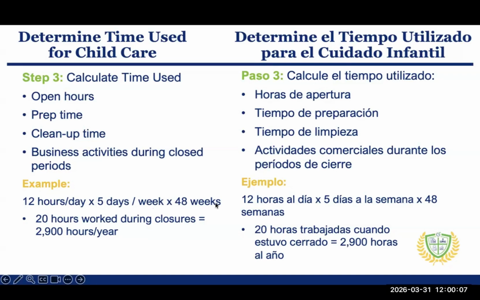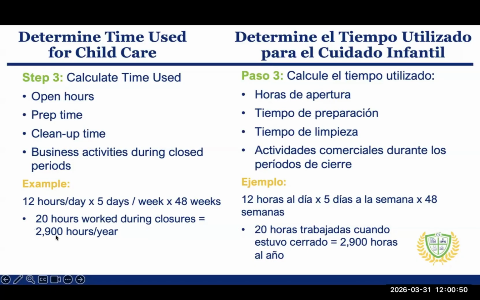And let's say we were open 48 weeks during the year. So if you took vacation for a couple weeks, you have to count those 2 weeks out of your calculation. So only count the weeks that you were open. Let's say in this case, 12 hours a day, 5 days a week, 48 weeks. Also, let's say we work 20 hours during closures, we can add that as well. At the end, we get that we work 2,900 hours in the year.